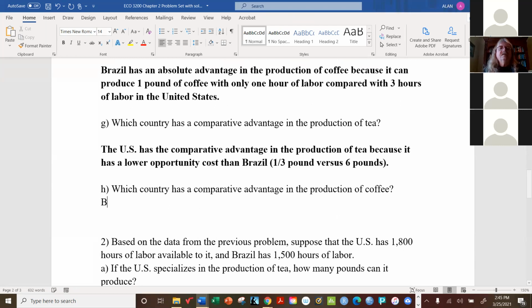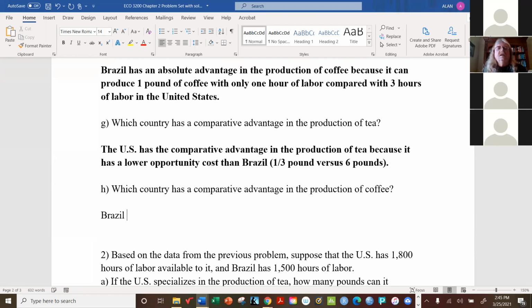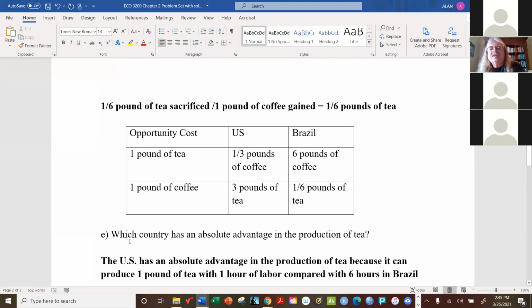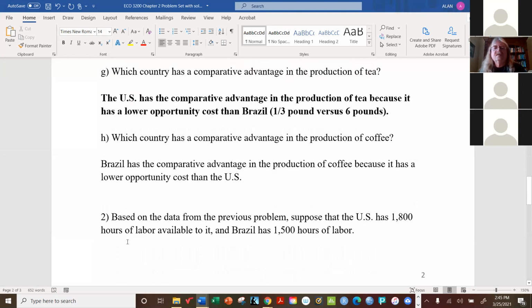Okay, so Brazil has the comparative advantage in the production of coffee because it has a lower opportunity cost than the US. And again, if you want to compare them side by side, it's 1/6 versus 3 pounds. And so that's the reason.